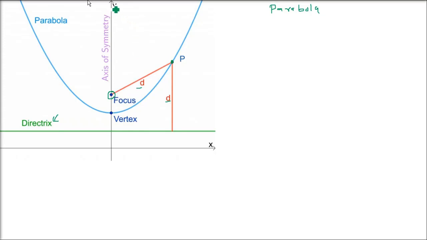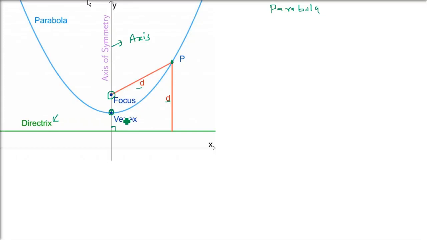A line passing through the focus and perpendicular to the directrix is called the axis of symmetry. What is the vertex? The point of intersection of the conic section and the axis is called the vertex of the conic section. When the parabola intersects the axis of symmetry, that point is called the vertex.